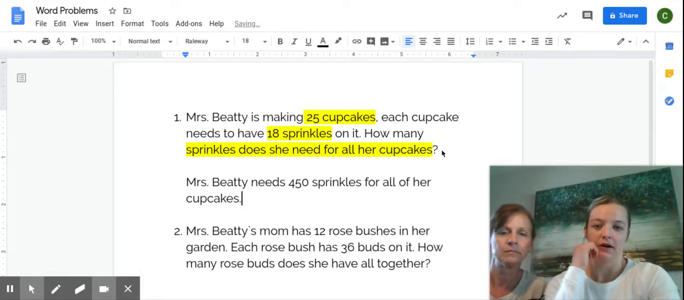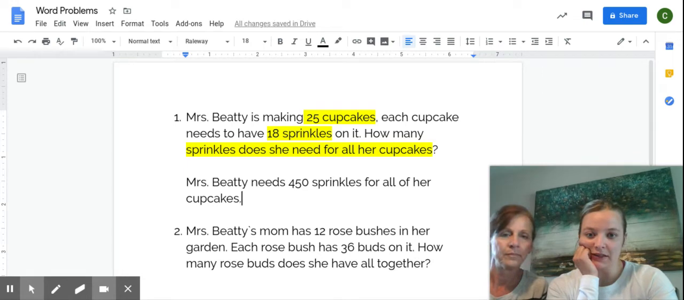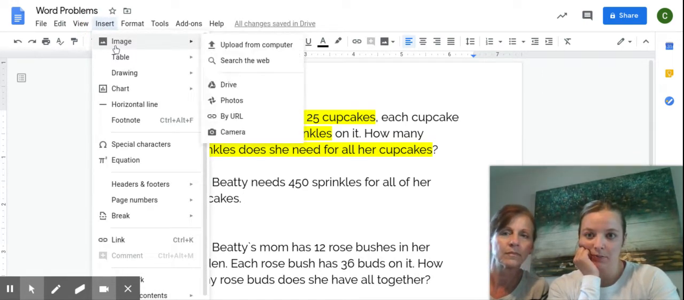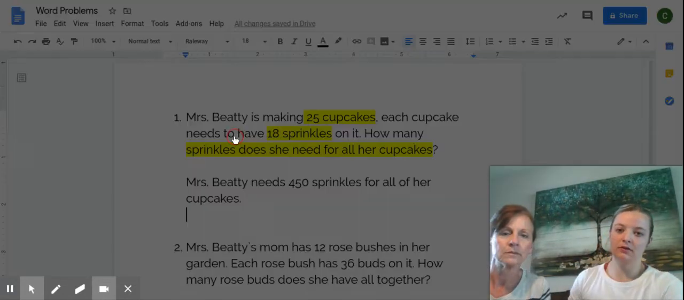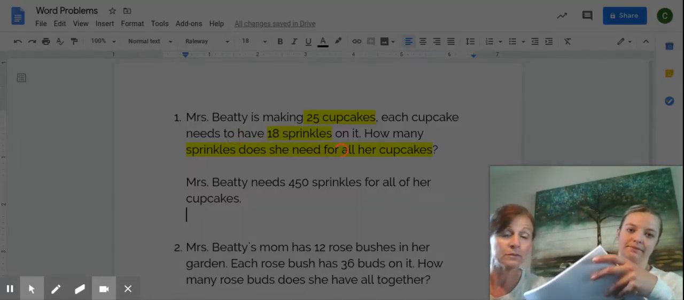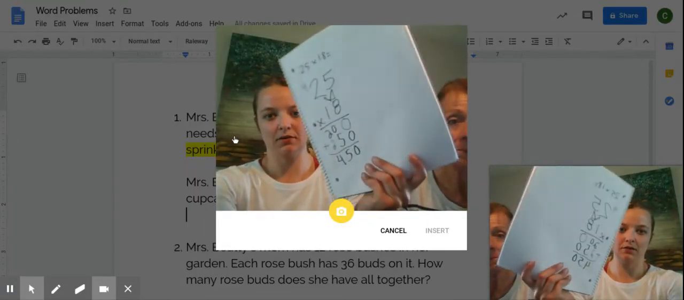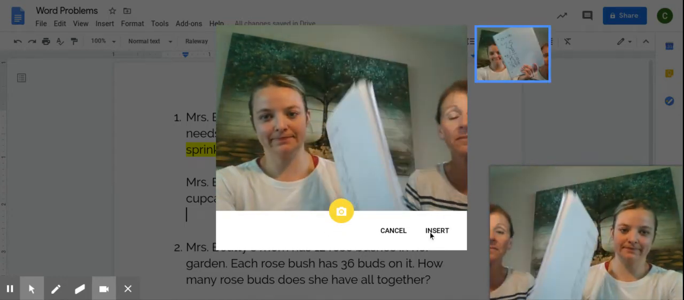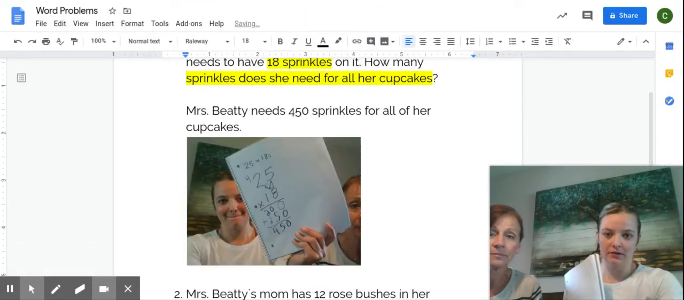All right, so when you guys are solving this, you also need to add your pictures of your work. So you're going to go insert image, camera. It's going to pop up your camera. Insert. There we go.